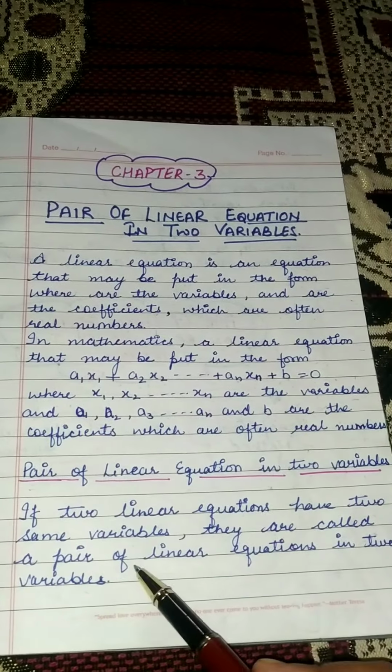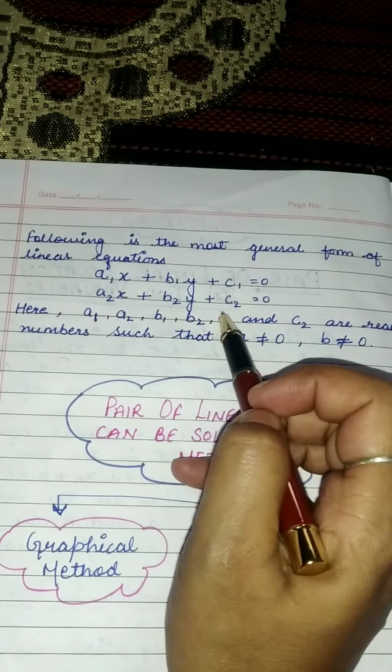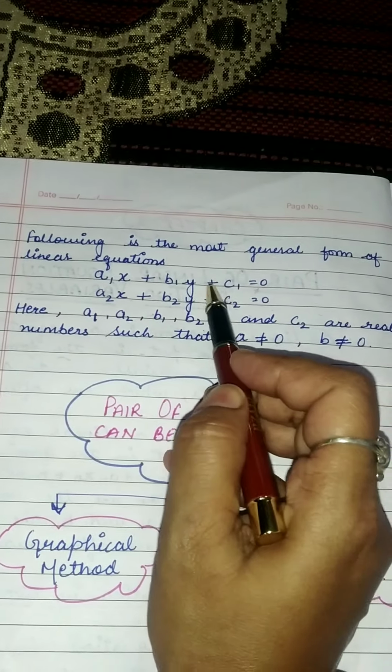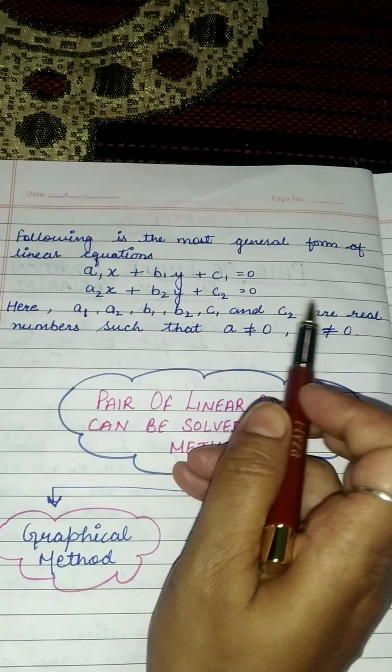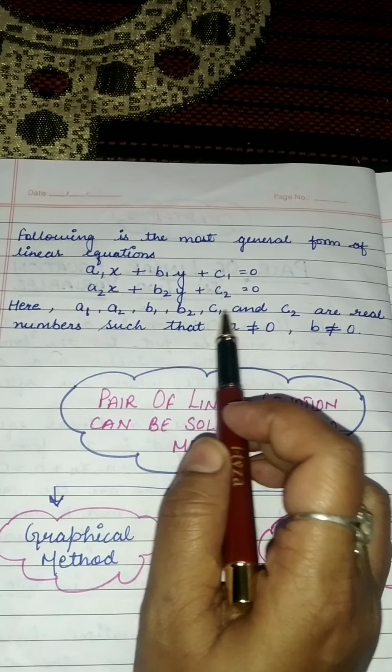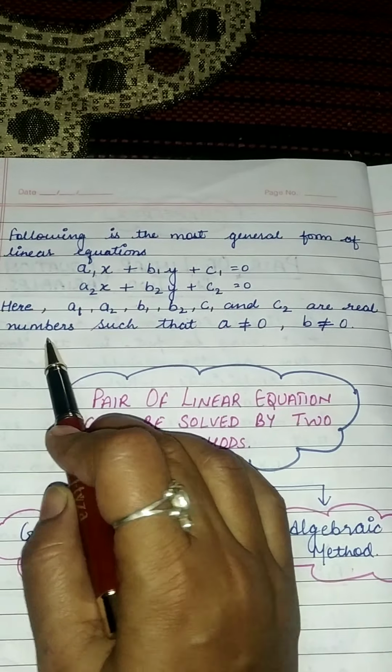Generally, we write these equations in this form: a1x plus b1y plus c1 is equal to 0, and a2x plus b2y plus c2 is equal to 0. Here a1, a2, b1, b2, c1, c2 are real numbers, such that a should not be equal to 0 and b should not be equal to 0. C can be 0. Suppose I am writing an equation 2x plus 5y is equal to 0. Here c is 0. So this is again a linear equation in two variables.